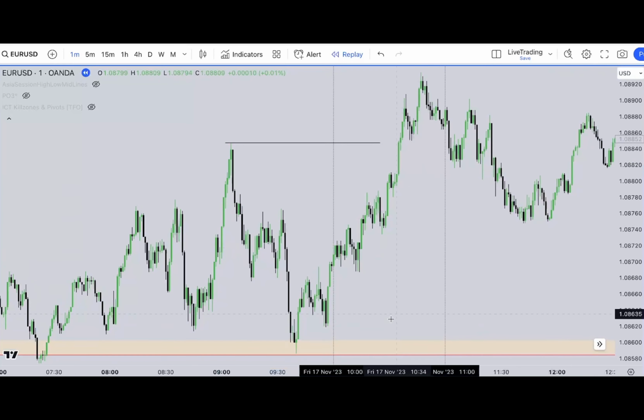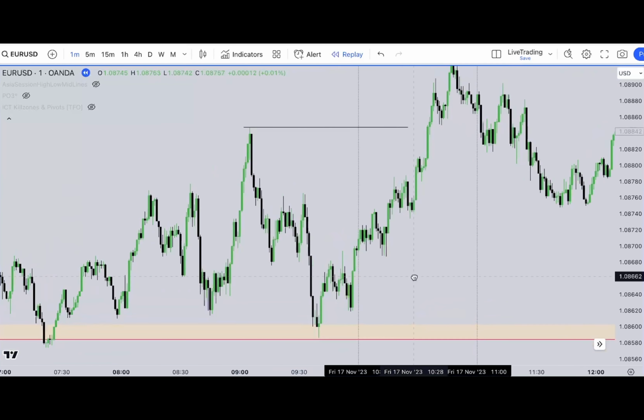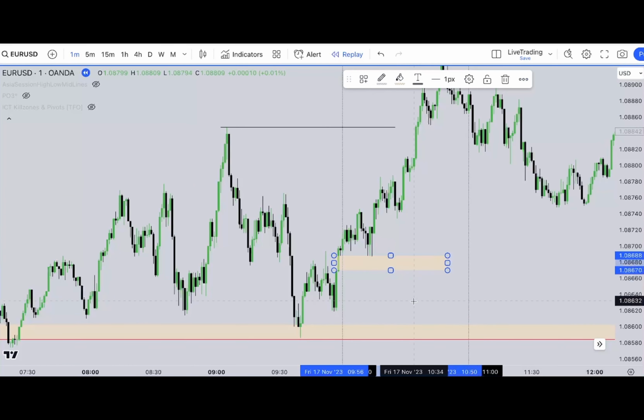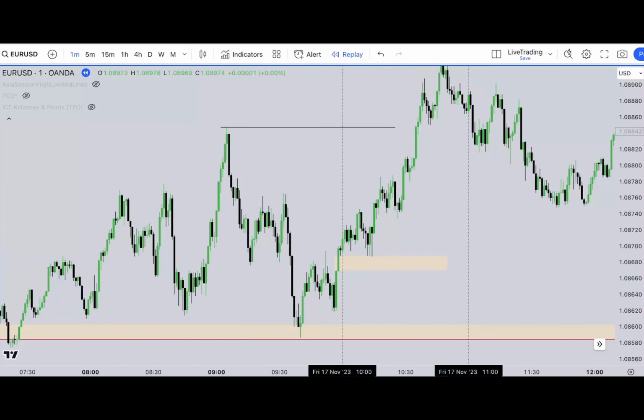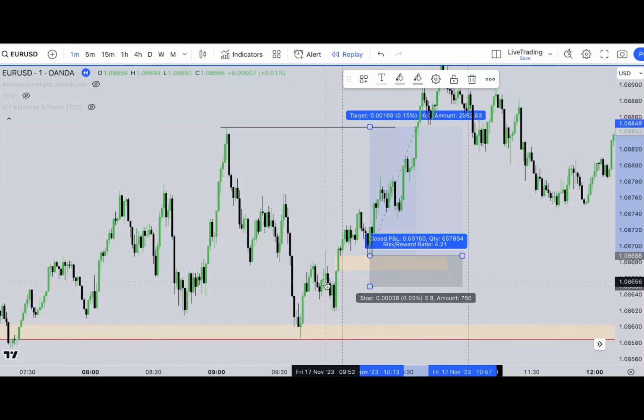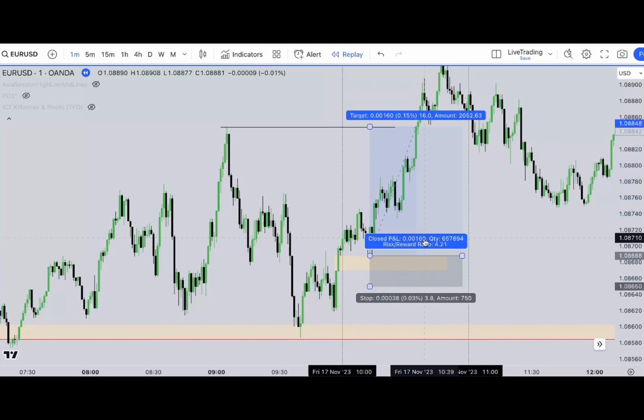And what I want to do, I want to find displacement and a fair value gap entry. That's my silver bullet. So we created a fair value gap right here. And on the 10:14, we could have a clean trade towards the liquidity pool. Stop is below this fair value gap and order block. And you had a really nice 4-to-1.